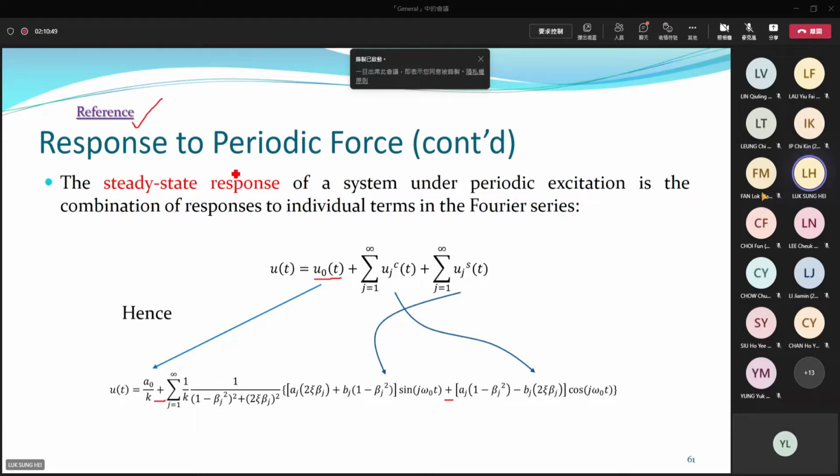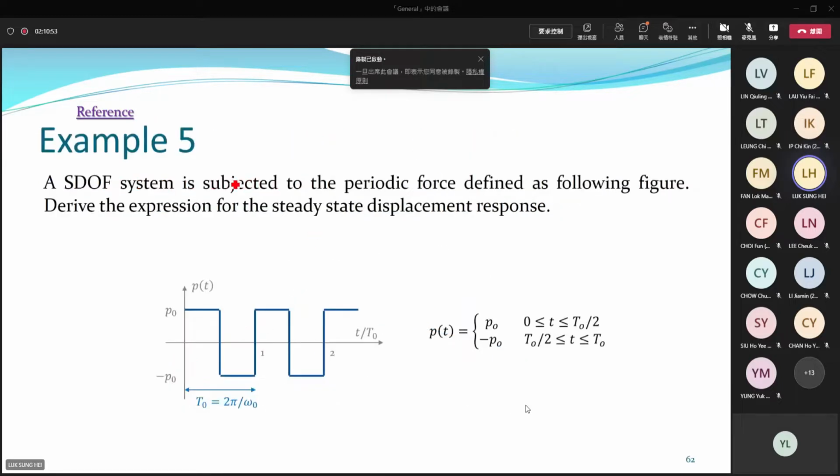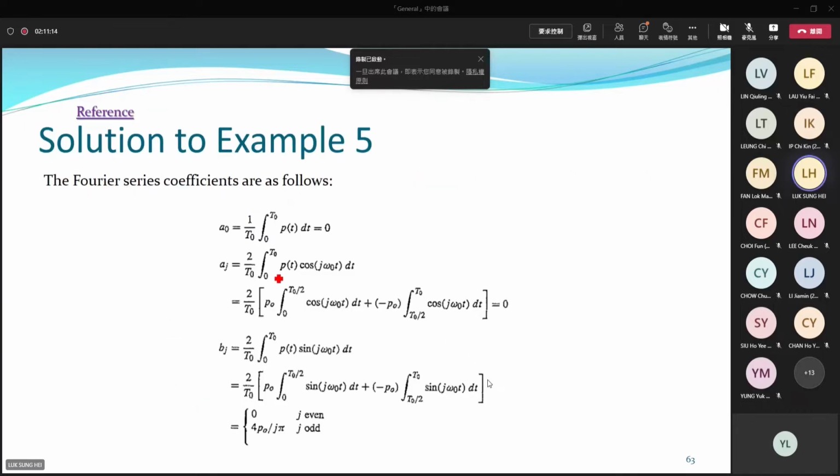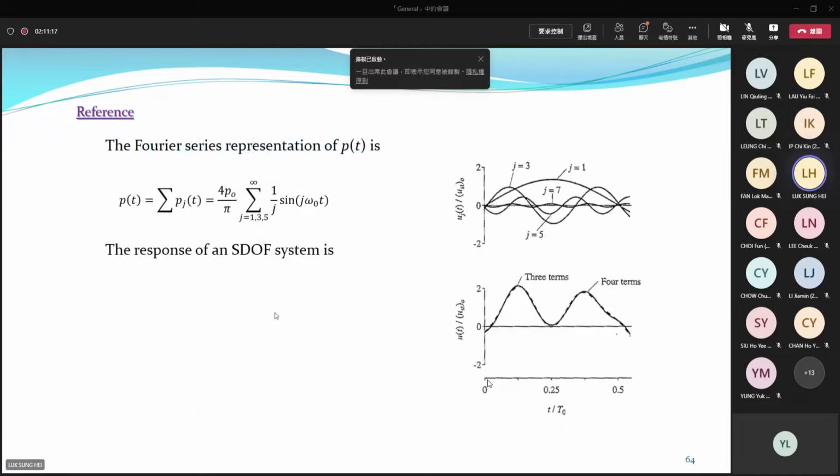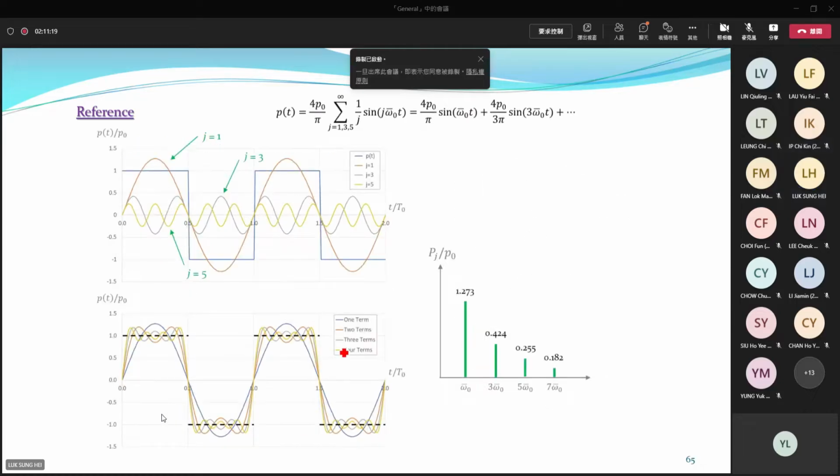If you want to know more, you may have a look at the textbook. There's one reference example if you want to know how to use Fourier series. You may have a look at this example. But this is reference, not for assessment, just for information to see how to use Fourier transform. It just lets you know how to calculate the coefficients and how to apply the results together. I plotted a few graphs to show you the results.